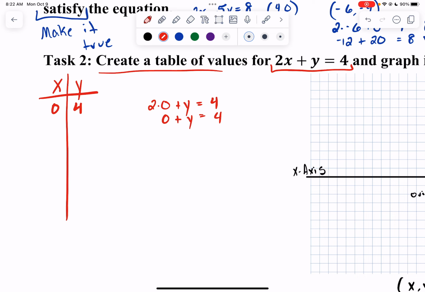Okay, now let's try 1. 2 times 1 plus y equals 4. 2 times 1 is 2, plus y equals 4. Now I need to subtract 2 from both sides. y equals 2. Okay, so I can now start graphing these points.